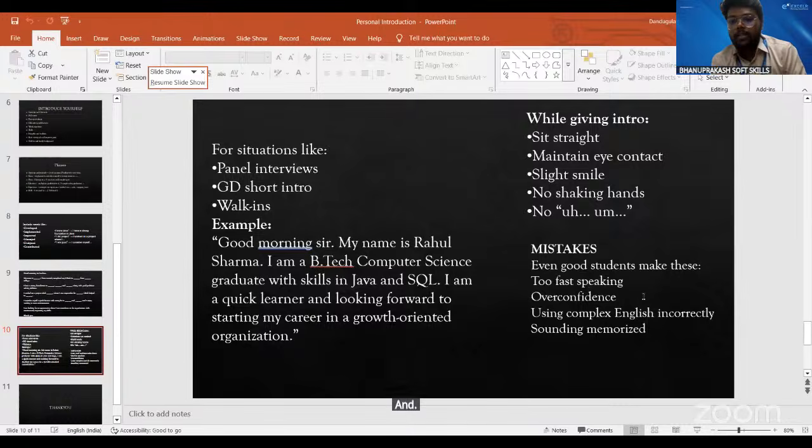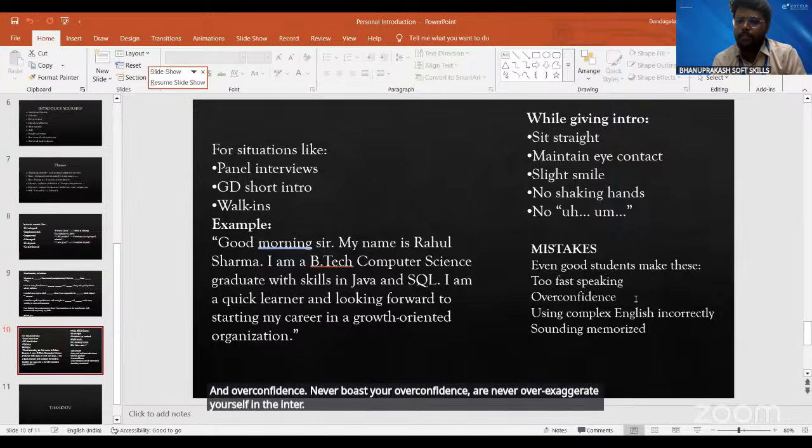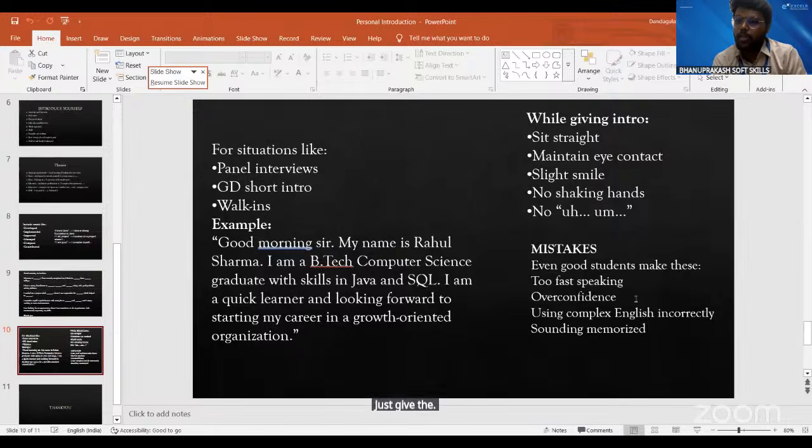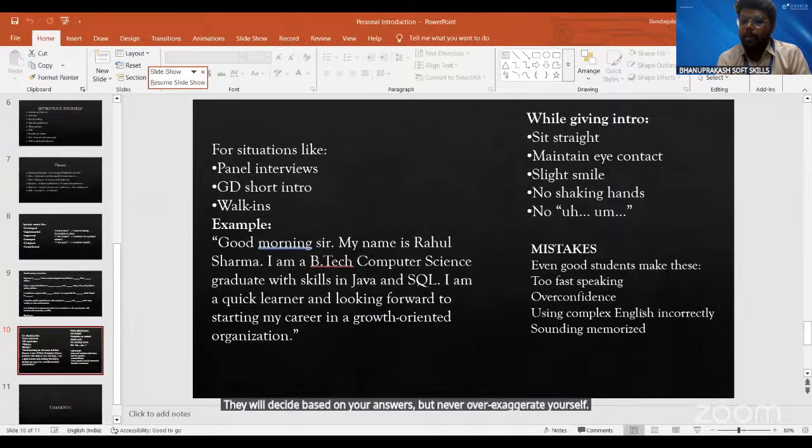And overconfidence. Never boost your overconfidence or over-exaggerate yourself in the interview. Just give answers to the questions that they are asking. They will decide based on your answers, but never over-exaggerate yourself. And using any complex English or incorrect English, these two things are also not good.